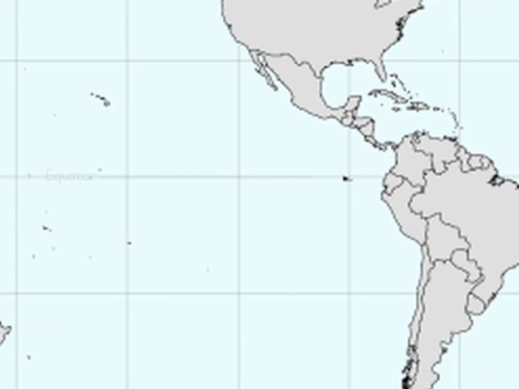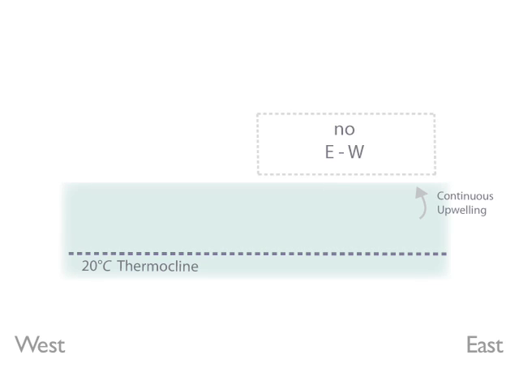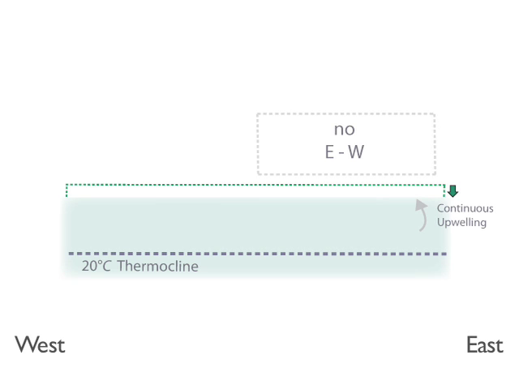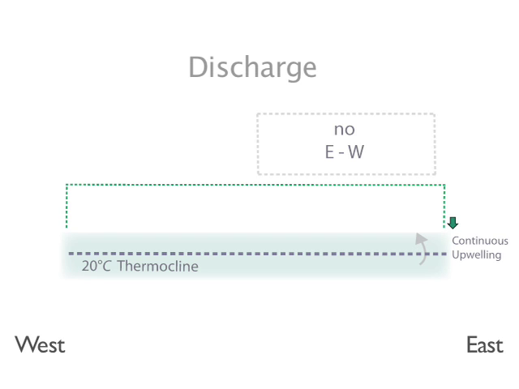Water near the east equatorial region slowly spreads north and south. Sea surface height gradually decreases with this movement, and the 20 degrees Celsius thermocline ascends. This water movement is called discharge.